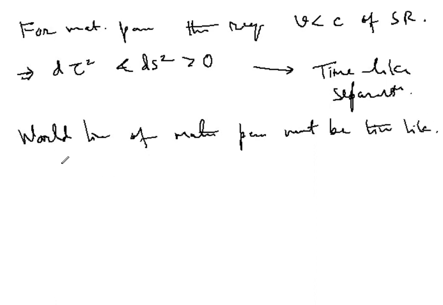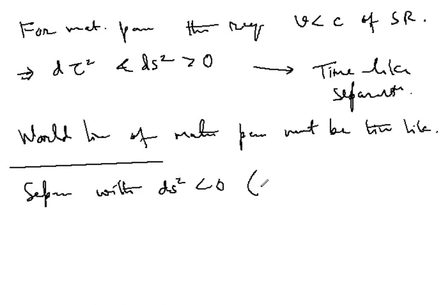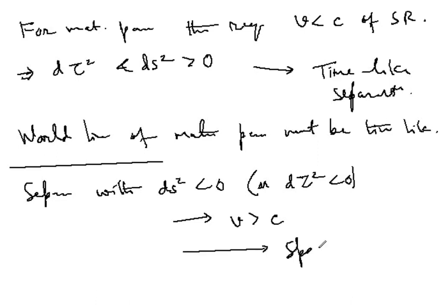Okay, what about the other case? The other case, separations with ds square less than 0, or basically d tau square less than 0, would require what? Basically v greater than c, and this is known as space-like separation. For example, the distance between two simultaneous events, that means dt equal to 0, is space-like.